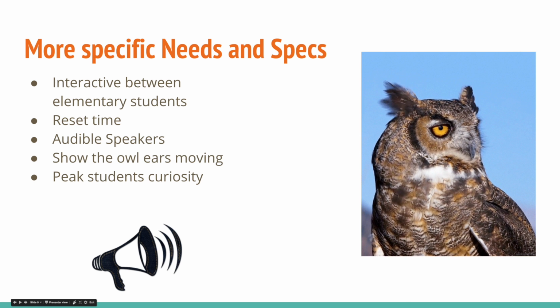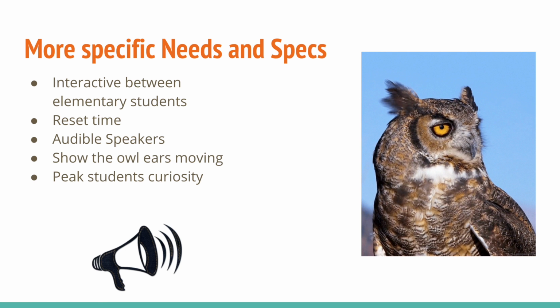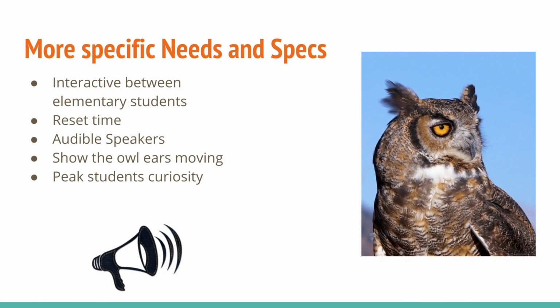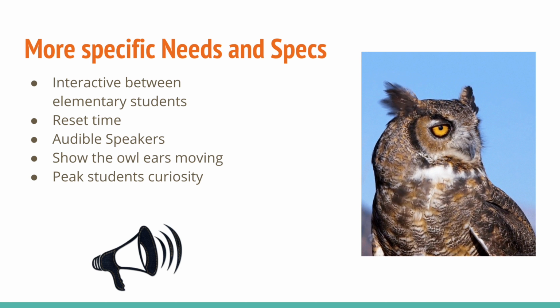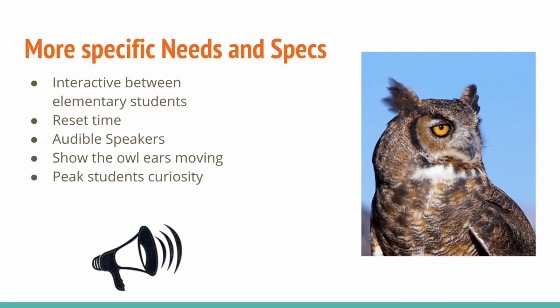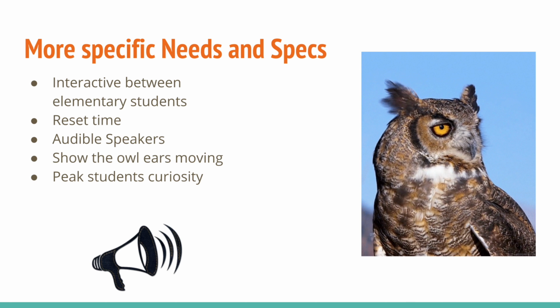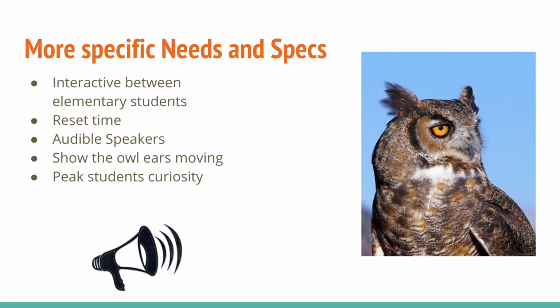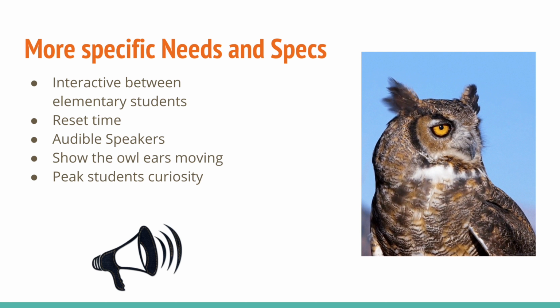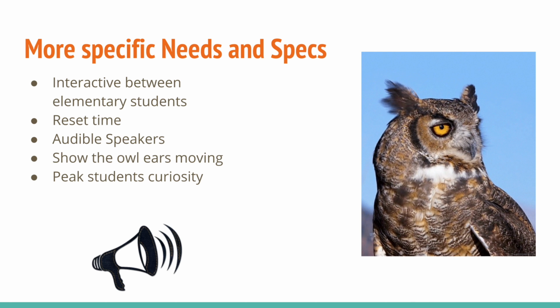Our product is set up towards elementary school students. We think it's important that they interact with the product and also with each other. Because of this, we set it up so that there are two user inputs. One user will control the location of the speaker, while the other student can control where the owl's ears are pointing. Because of this game style format, it needs to have a quick reset time, under 30 seconds. This enables as many students to go through as possible within the time constraints of the academy.